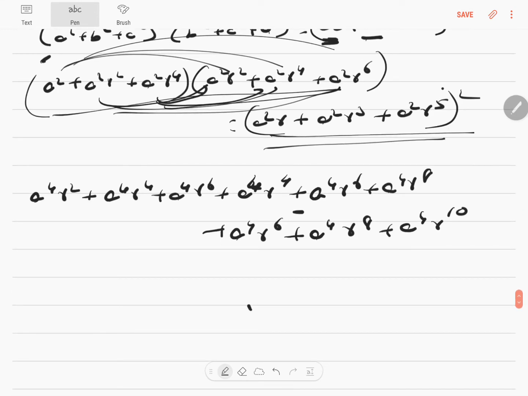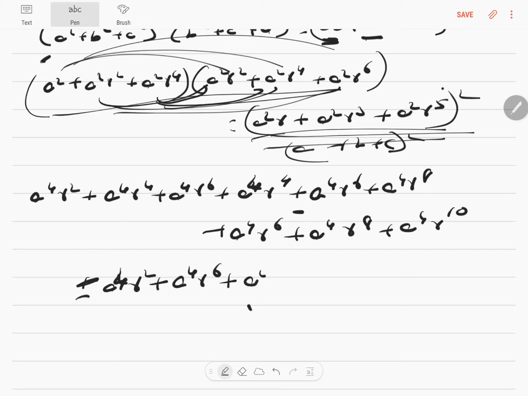Now how do we do the right hand side? This is like (a plus b plus c) the whole square, which is a square plus b square plus c square plus 2ab plus 2bc plus 2ca. So a square is A to the power 4 R square, b square is A to the power 4 R to the power 6, c square is A to the power 4 R to the power 10, plus 2ab is 2 A to the power 4 R to the power 4, plus 2bc is 2 into A to the power 4 R to the power 8, 2ca is 2 into A to the power 4 R to the power 6. This is what we get.